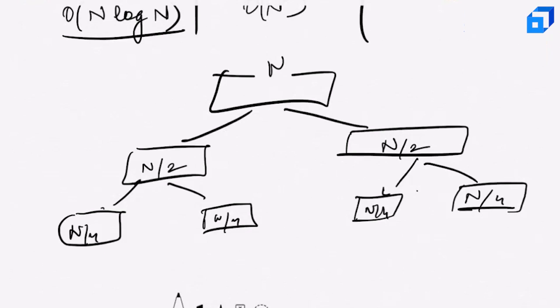This tree will have log n number of levels. On every level, you're doing order n operation. So that becomes the best case. If you're choosing the best pivot, then it becomes n into log n. If you are choosing the median as the pivot, then you'll have order of n log n complexity. That is clear to everybody, right?